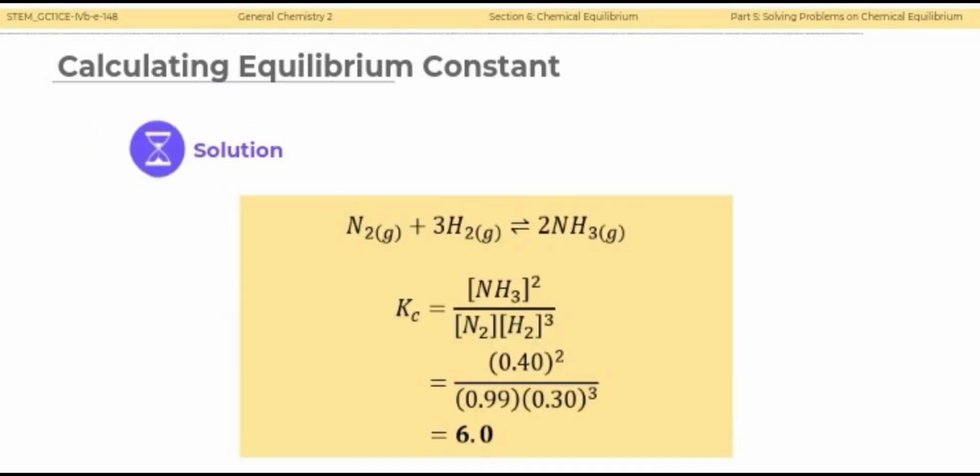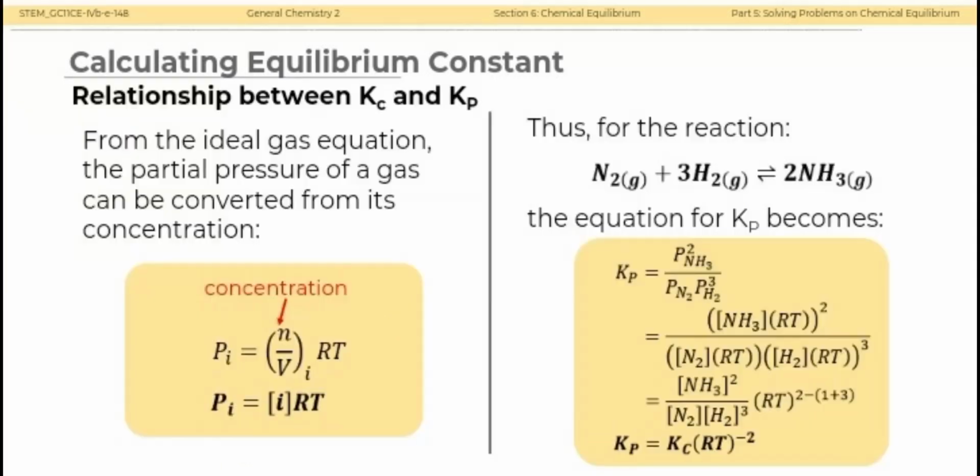So this is our solution. We first write the equilibrium constant expression for the reaction. Afterwards, we substitute the given equilibrium concentrations. Take note that units may not be shown in the solution. The value of equilibrium constant is 6.0.